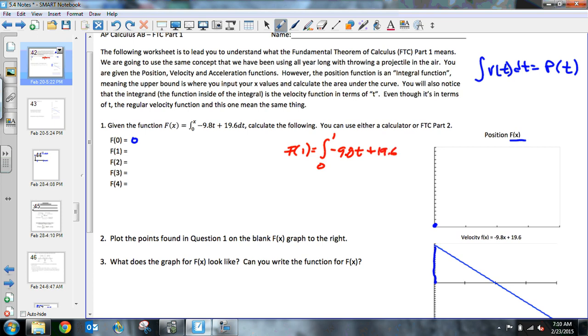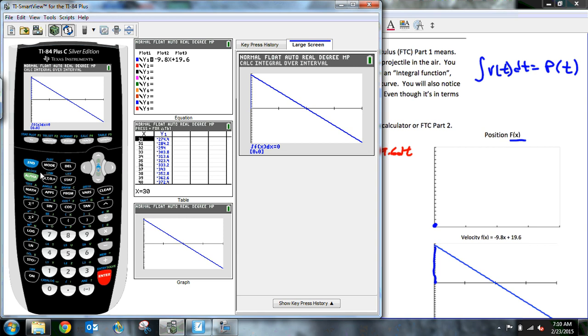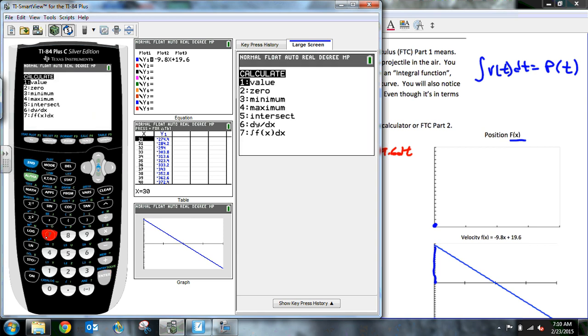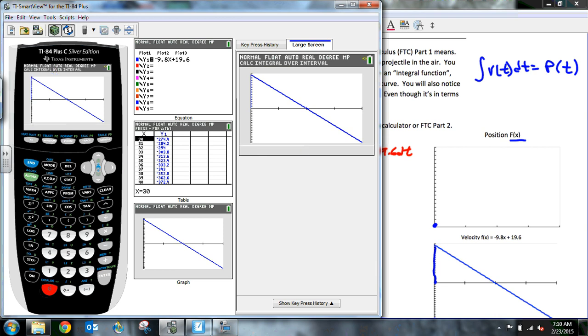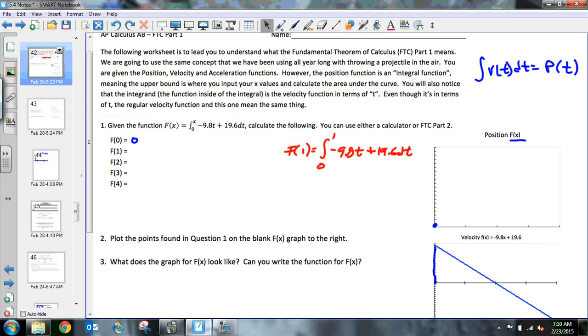Plus 19.6 dt. All right, so let's go to our calculator and figure that out. Second, calculate, 7 for integration. We went from 0 to 1, okay? And if I accumulate the area under this curve, I get 14.7. So that area, this value here, is 14.7.